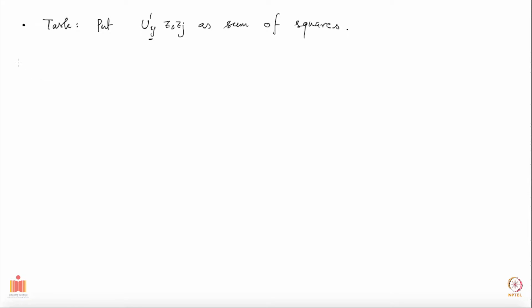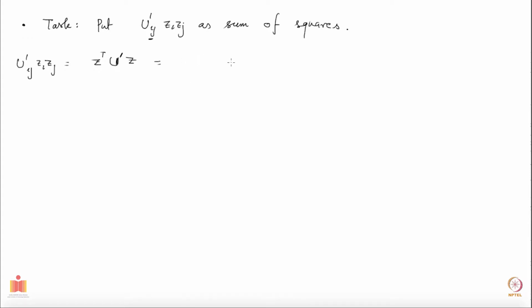So I will write u prime I j z I z j as column vector or row vector z transpose, matrix u prime, column vector z. Okay, and the entries are z1, z2 and z3. Now I know that I can diagonalize u prime by an orthogonal transformation, which means that there is a matrix O, which when I put O transpose and O next to u prime, it will become a diagonal matrix. Okay, so that's what I'm going to utilize here.